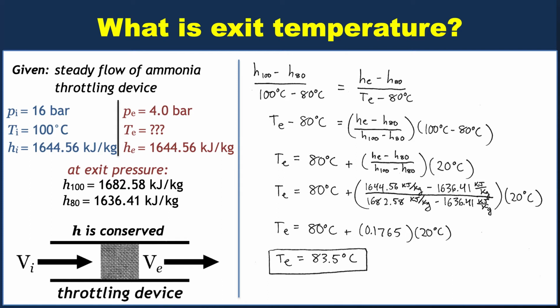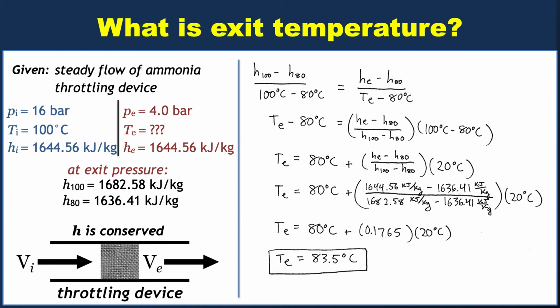Now let's perform our usual sanity check. We know that we were interpolating between temperatures of 100 and 80, so indeed this value is between those, and you can also see that the target specific enthalpy value was a little bit closer to the value corresponding to 80 C, and indeed our exit temperature is a little bit closer to 80 than it is to 100, so everything makes sense.